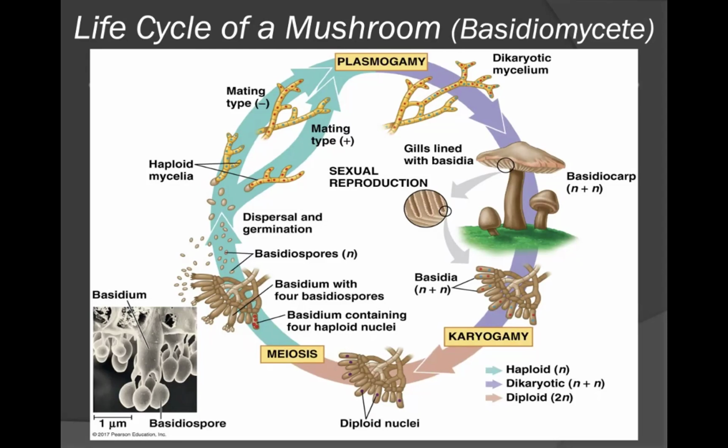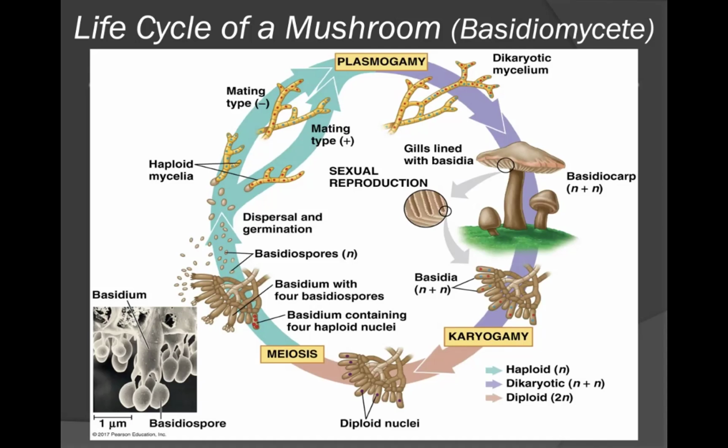This basidiocarp has gill-like structures with basidia on the underside of the head of the mushroom. These basidia can undergo karyogamy, which means that the haploid nuclei will fuse together to form diploid nuclei. These diploid nuclei can undergo meiosis. If this occurs, this can form a basidium that contains 4 haploid nuclei.